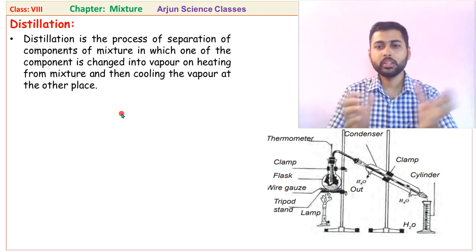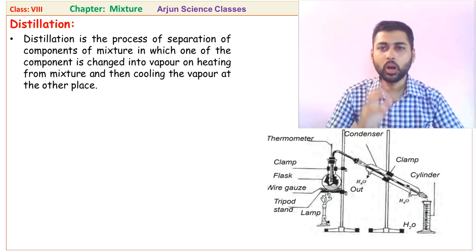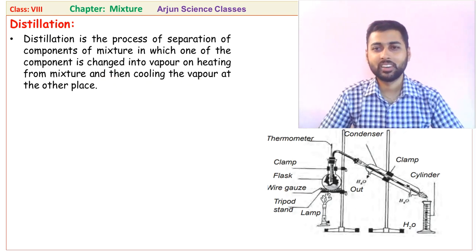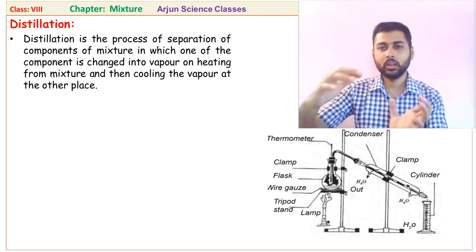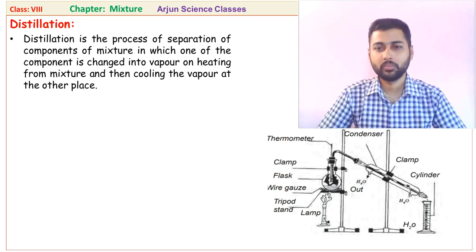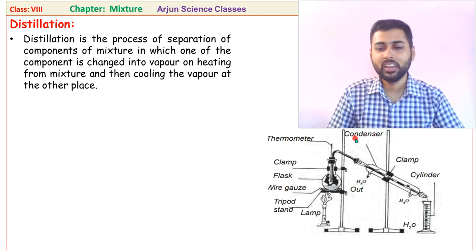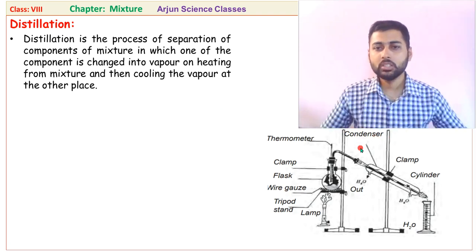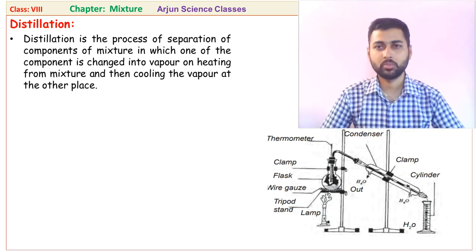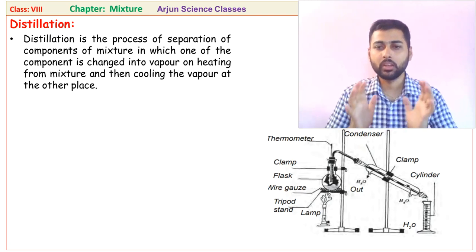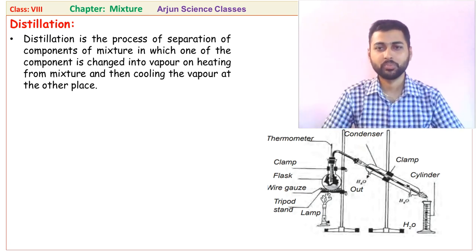Among the different components present in the mixture, one of the components is converted into vapor, and this vapor again condenses by the condenser. Here you can see, and we can easily separate two components of the mixture, especially having a different boiling point.